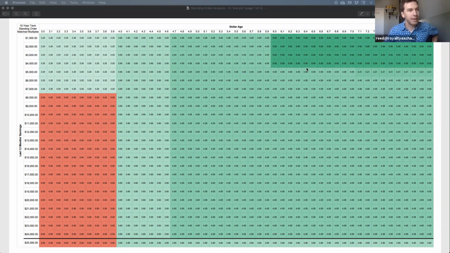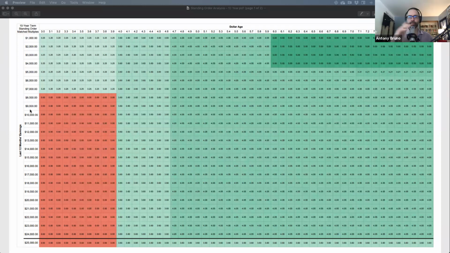So the color scale is the darker the green, the higher the multiple. And then this big red block here is where there are no orders that match to these catalogs down here. And that's just because the orders that are from 3 to 4 years of dollar age run out of their order amount around between $7,000 and $8,000.